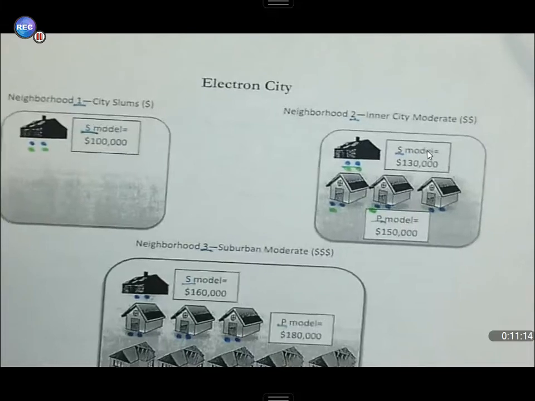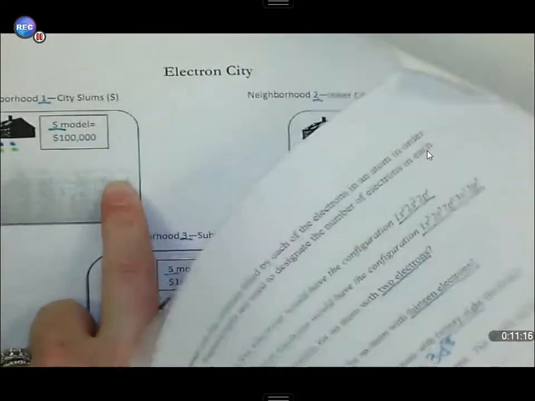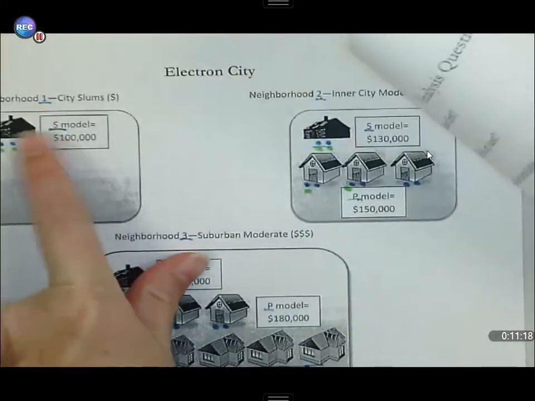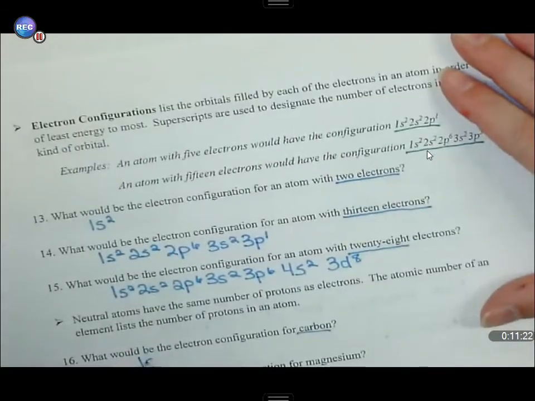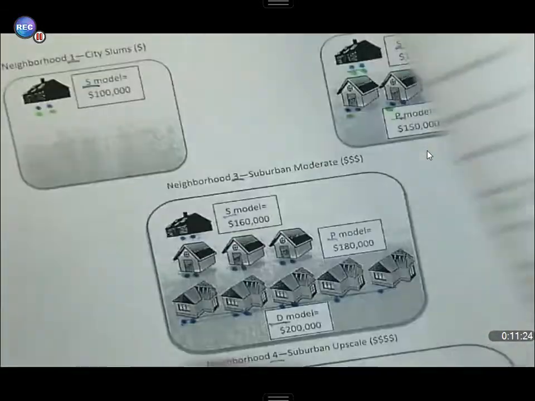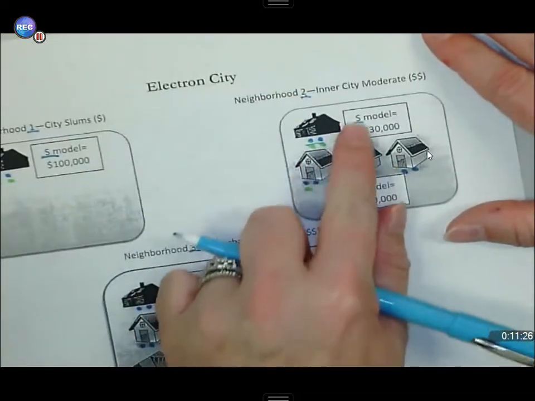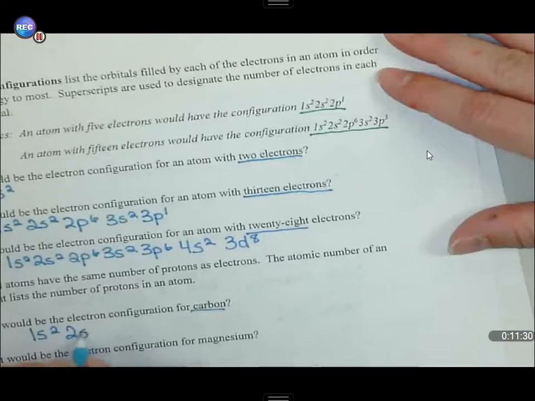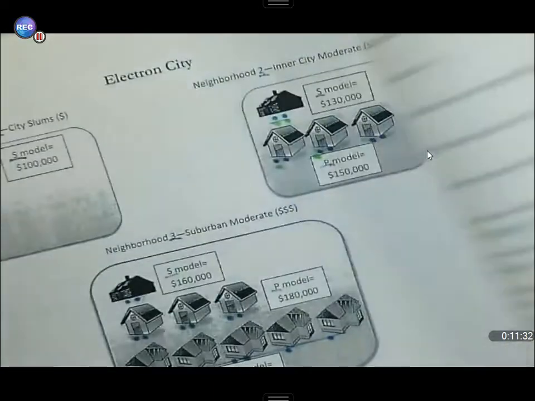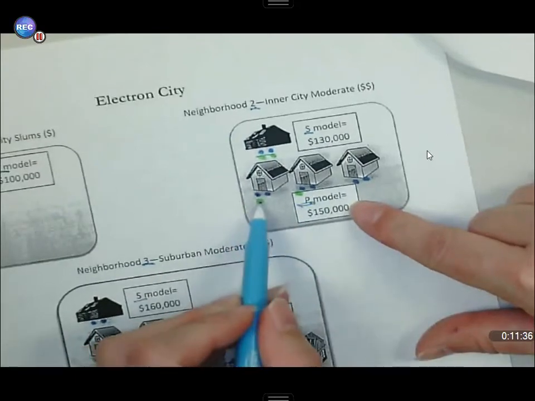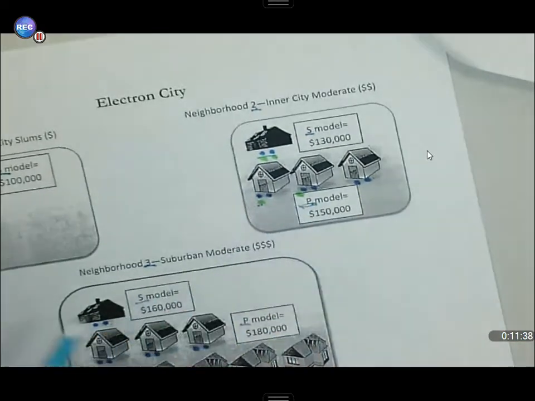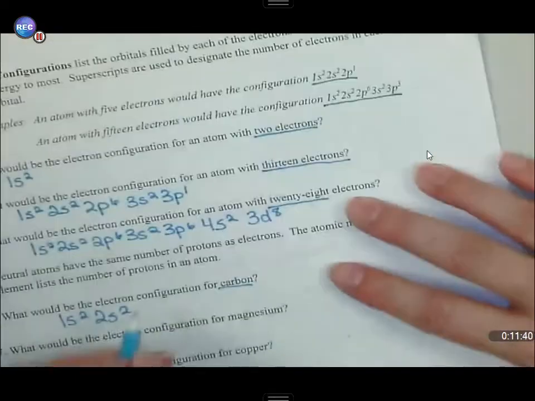Okay, so when I go to write these, I'm going to use my green dots this time. So I have 1s, 2 electrons. So 1s2. Okay, over here we have 2s2. And then we move to the p. So we have 2p, and we have 1, 2 green dots. So 2p2.